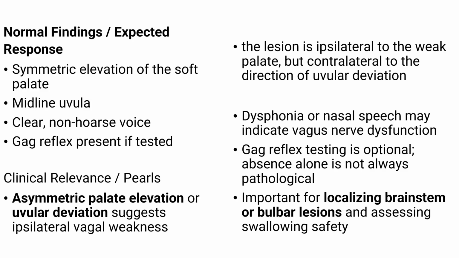Voice changes such as dysphonia or nasal speech also point toward vagus nerve involvement. While absence of the gag reflex alone is not always pathological, these observations are important for localizing brainstem or bulbar lesions and for assessing swallowing safety.